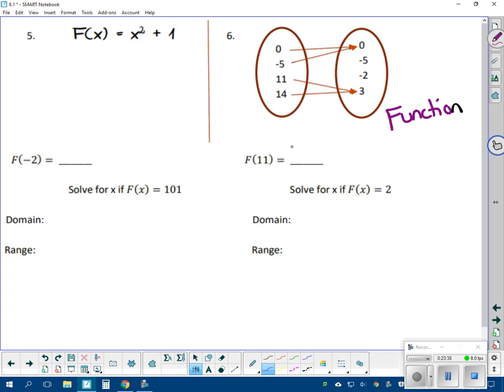F of 11 equals 3. Hopefully you got that. When do you get an output of 2? Well, I don't think you get one. 2 is not even an option here. Domain in numerical order: -5, 0, 11, and 14. And your range in numerical order, just 0 and 3. Those are the only two that get mapped to.